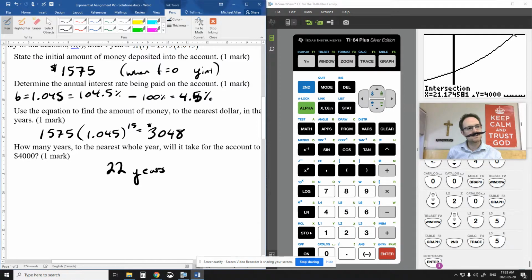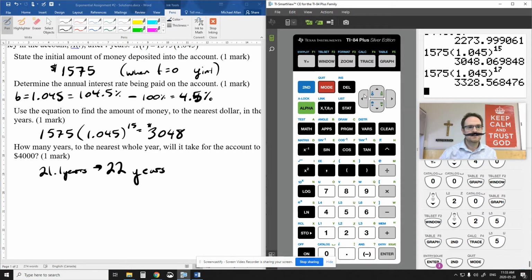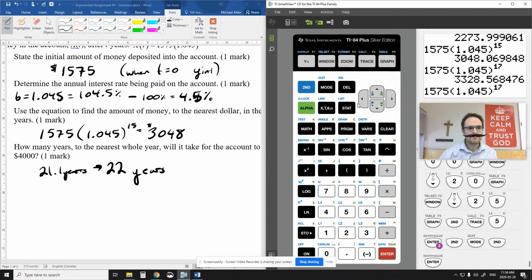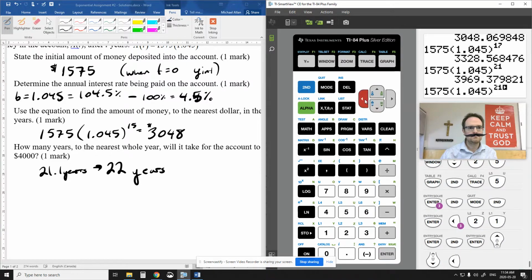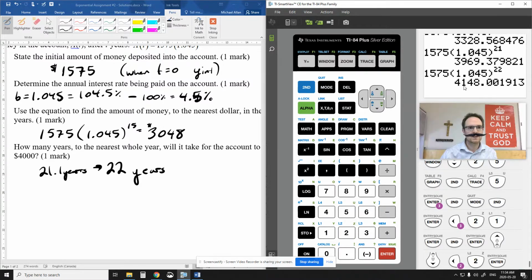The reason I rounded this up, from 21.1 years to 22 years, is because 21 is not going to have enough money. So I can double check that too. If I go back out of this and go to that equation that I was playing around with, I'm going second enter, which pulls the previous equation up. And I'm going to change this to 21. Notice 21 is not going to have enough money. It's really close. I want $4,000, but this is only $3,969. So 22 gives me the $4,000 I need. So I'm not going to round it down here. I've got to round it up, otherwise I'm not going to have enough money.